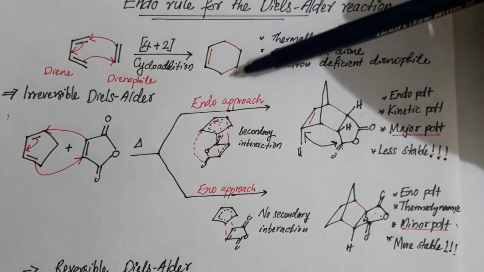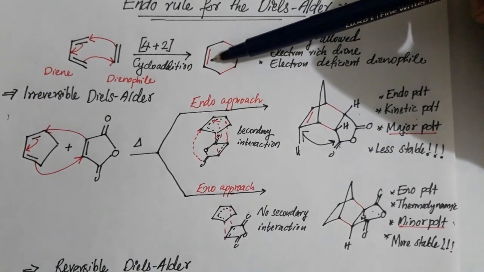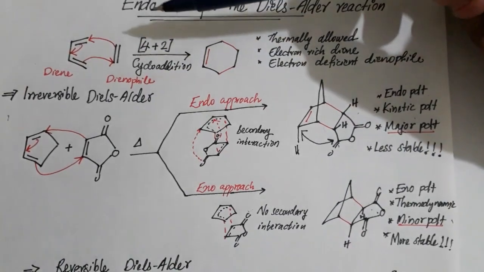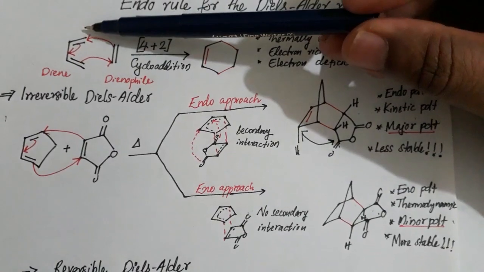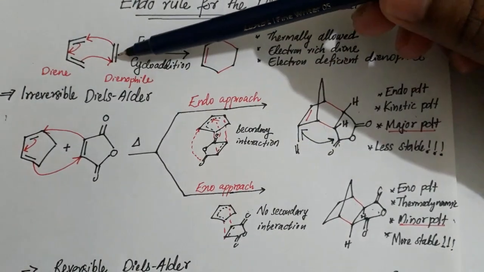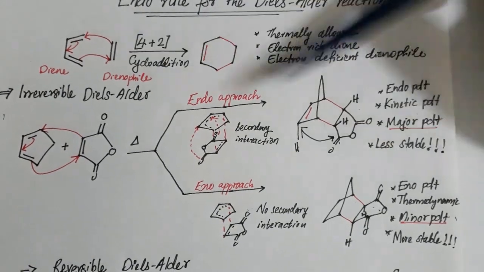You will end up with a cyclohexene. These two are newly formed sigma bonds. This is a rearranged pi bond. So when we are discussing the Diels Alder reaction, an electron donating group on the diene will enhance the rate of Diels Alder reaction. An electron withdrawing group on the dienophile will enhance the rate of reaction.